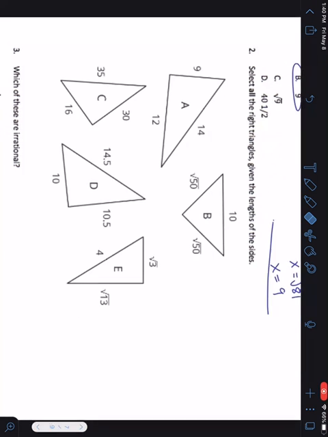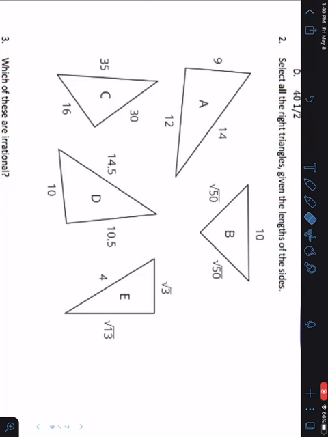All right, so number 2 was a doozy. This took a minute, but what you're supposed to do is select all the right triangles, given the lengths of the sides. All of these look like right triangles, but the point is not to look at them and figure out which one's the right triangle. It's to use the Pythagorean theorem and calculate which one's the right triangle. So let's look at A.